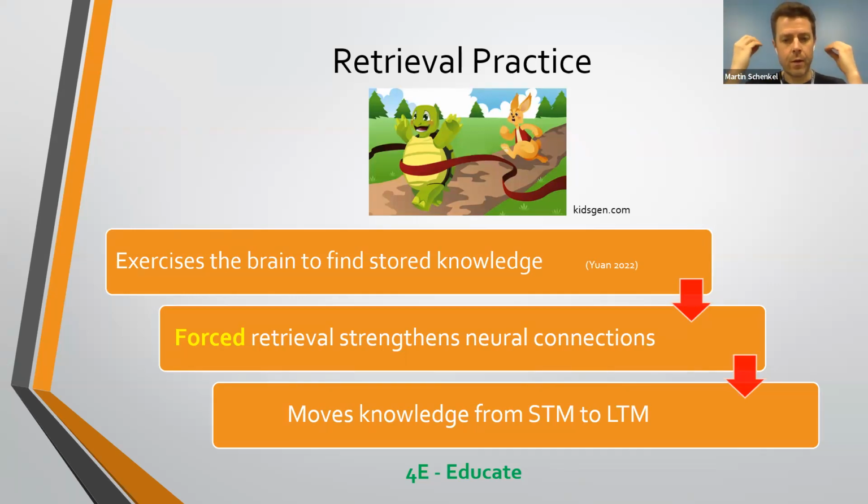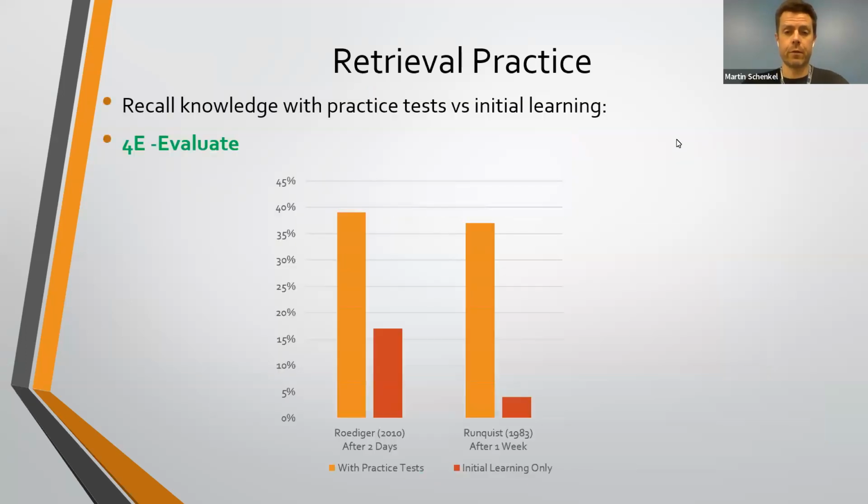This process of actively digging into our memory banks strengthens the neural connections, moving our knowledge from short-term into long-term memory. This is brain exercise. Our brain needs to exercise, just like our body and our muscles need exercise, for better long-term retention of knowledge. And looking at the 4E framework, this is, again, a very well-established educational principle.